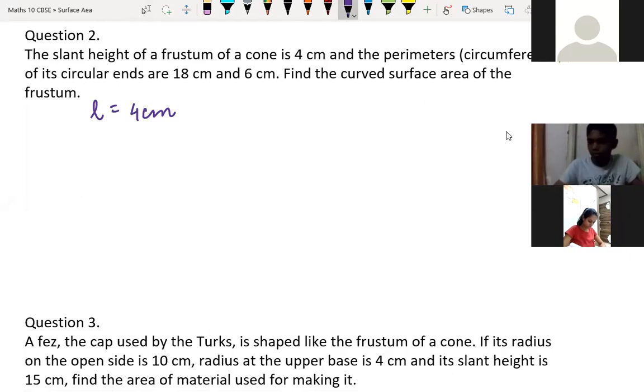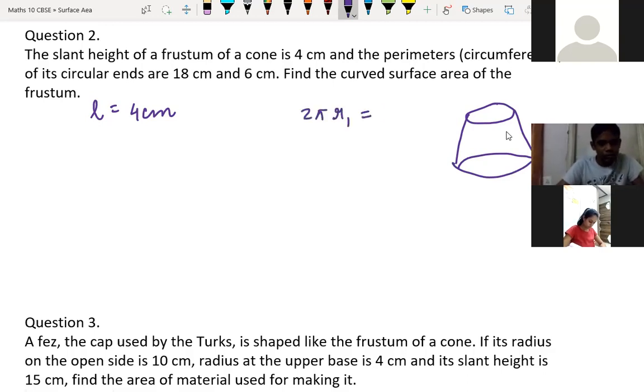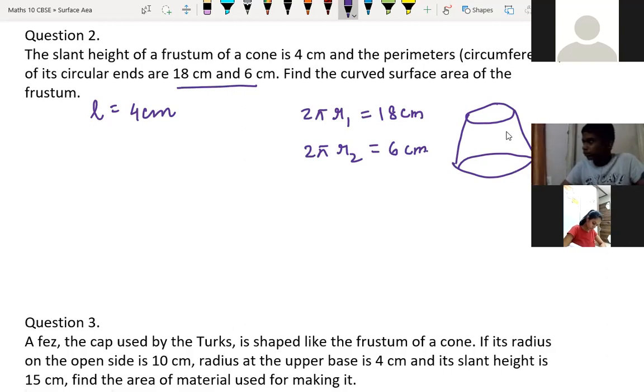So first you write here frustum. See, frustum is like this. You can draw any method, not a problem. Big one, small one, whatever it is. So here circumference means 2 pi r1, that is given as 18 centimeter, and 2 pi r2 is equal to 6 centimeter. It's given in the question. Okay. So find the curved surface area of the frustum.